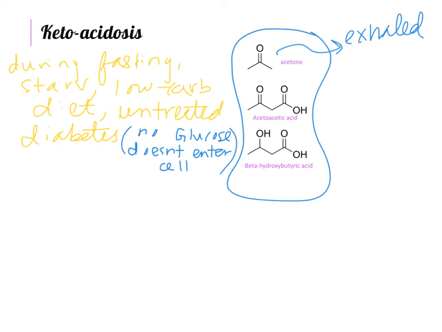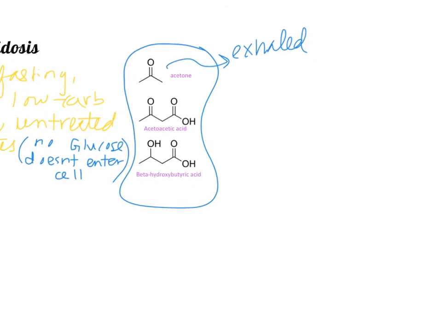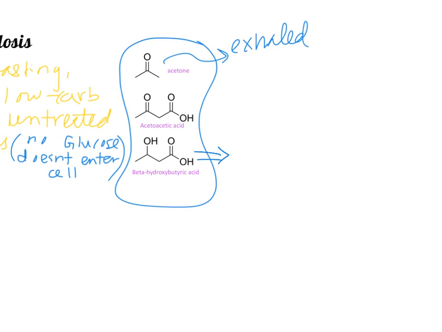Okay, so acetoacetic acid and beta-hydroxybutyric acid are the two that are left in your bloodstream. And if you have too high of a concentration of these acids in your blood, your blood pH drops because it's an acid. It's no good. This is what leads to acidosis.